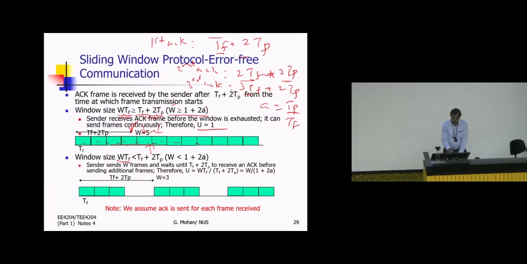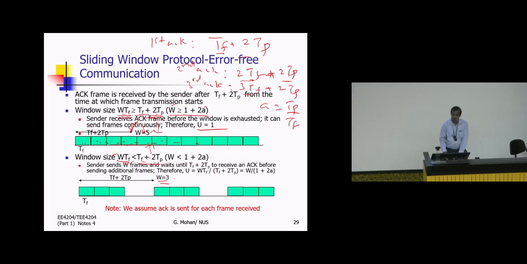Now, look at the other case. This also can happen. WTF is less than TF plus 2TP. That means the acknowledgement takes more time to reach. WTF is the time when W frames are transmitted, so it is lesser than this. That means by the time the acknowledgement comes back, the window has already been exhausted. The window is already empty.